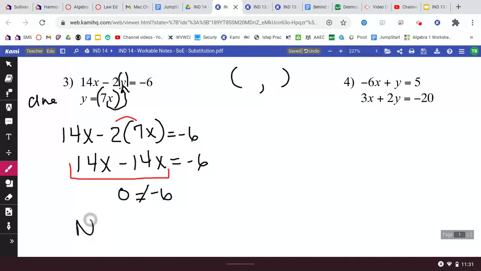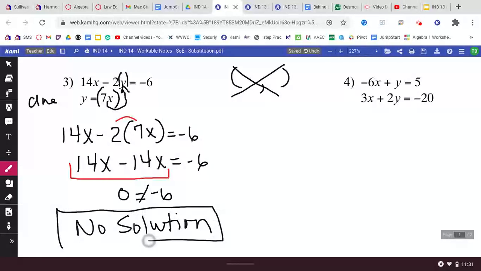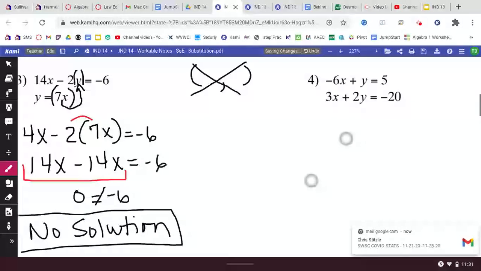So this would be an example of no solution, because remember, when we have a system of equations, our three possible answers are an ordered pair, no solution, or infinite. And in this case, because all of our variables completely disappeared, we have no x and y that they have in common. We don't have an ordered pair. We have no solution. Okay? Any question there? All right.